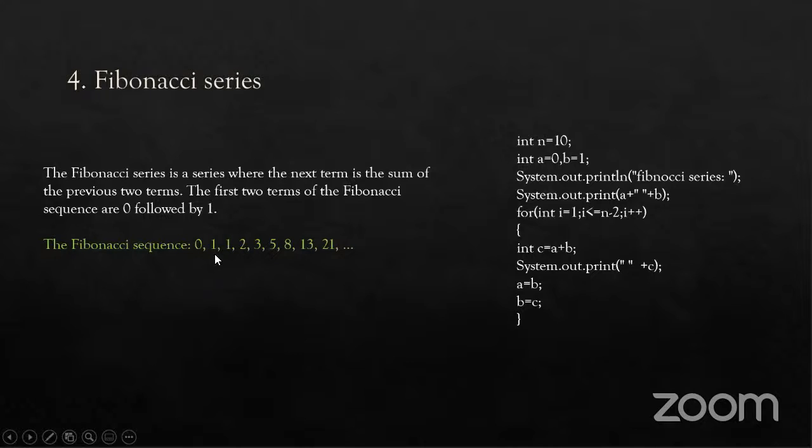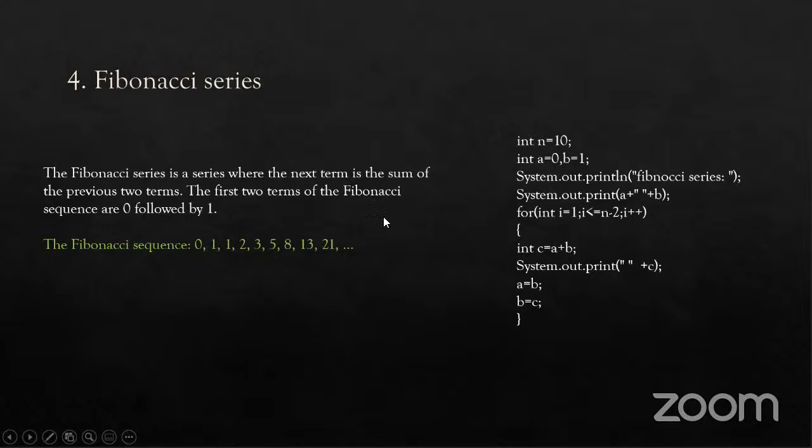0, 1. Okay, the first two terms are 0, 1. So the third term is the sum of the previous two terms, that is 0 plus 1, and the fourth term is 1 plus 1, that is 2, and accordingly. The next term is followed by the sum of the previous two terms. The first two terms of a Fibonacci series are always 0 and 1, and the next term is the sum of these previous two terms. And accordingly we can continue.